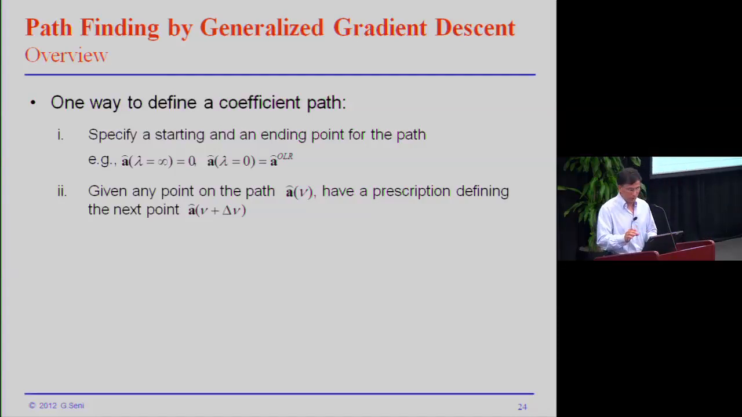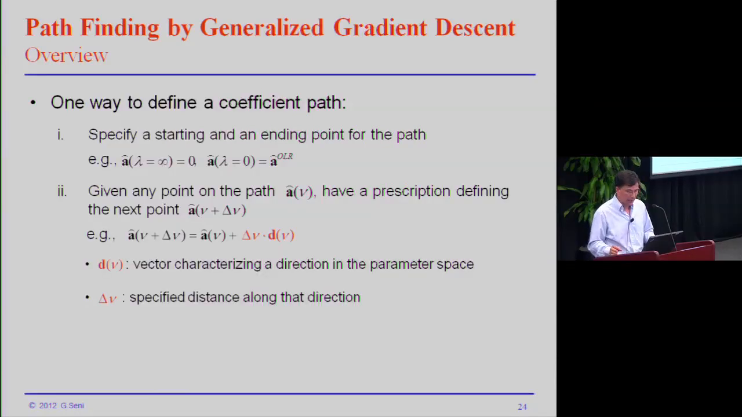And so we have the starting point, we have the ending point, and we need a prescription for, given a position along this path, say A sub nu, how do we get to the next point along that path? And so we need a direction vector and a step size along that direction. And different algorithms differ in the specification of D and delta.